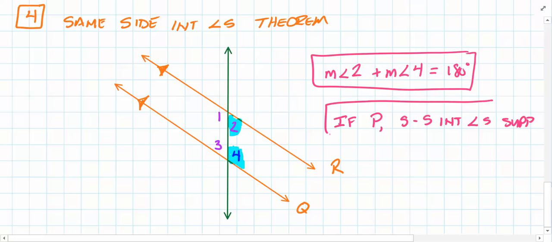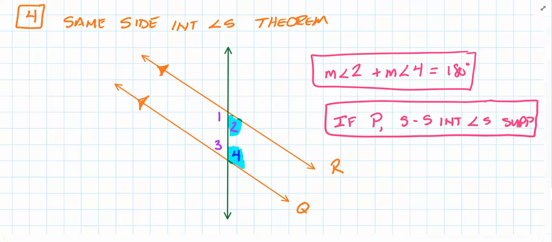Okay, and what does supplementary mean? 180. So that right there in the box is how we would say it. If our two lines are parallel, same side interior angles are supplementary. That's the shorthand. That's what you'd write in the proof. If you write it out, here. Okay, let's talk about this example here.